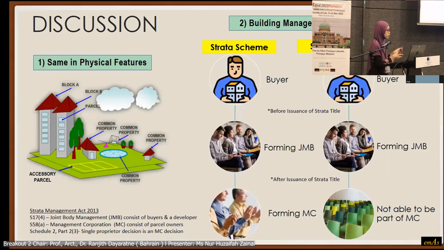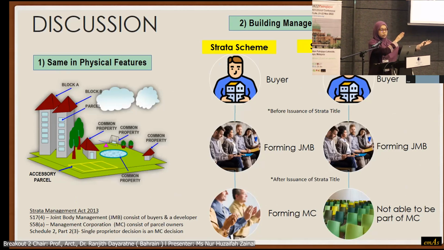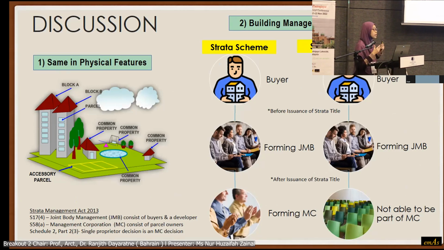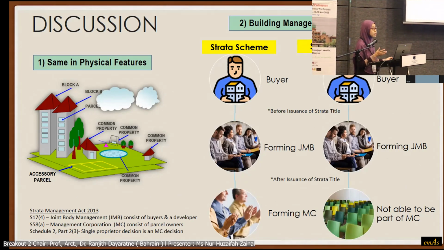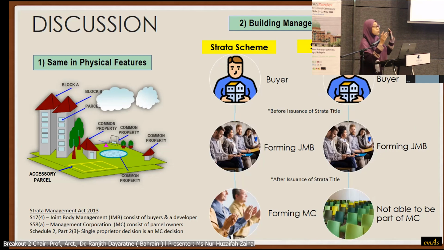Okay, what we found when comparing the Waqaf scheme, Medini scheme, private lease scheme, and the normal regular strata scheme is that they have the same physical features. Like I said, when we drive around Malaysia and see a stratified building, they have the same physical features. They have the common property, the accessory parcel, and the units. It looks as if it's either a condominium, a building or a mall. It can be any, but physically it is the same.